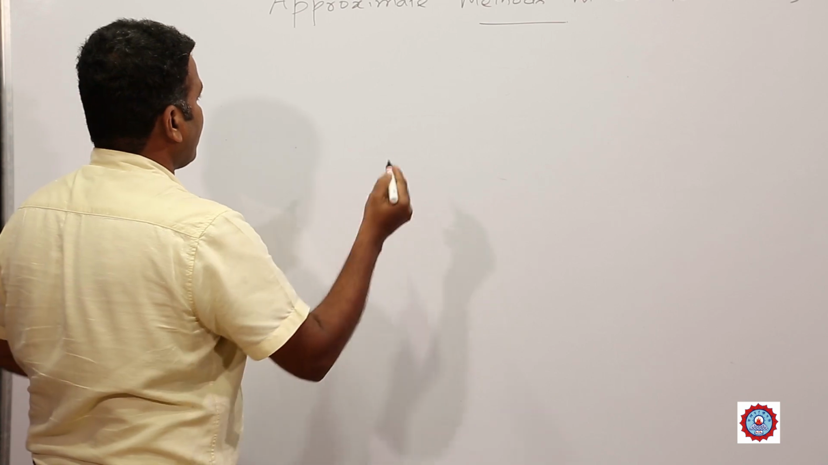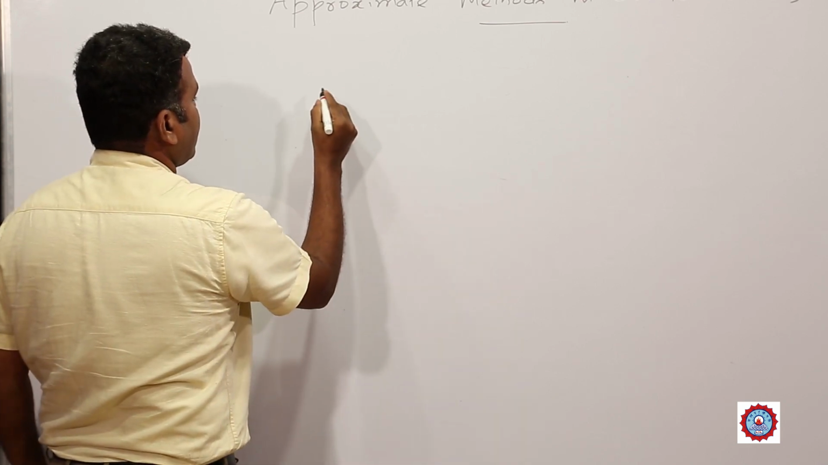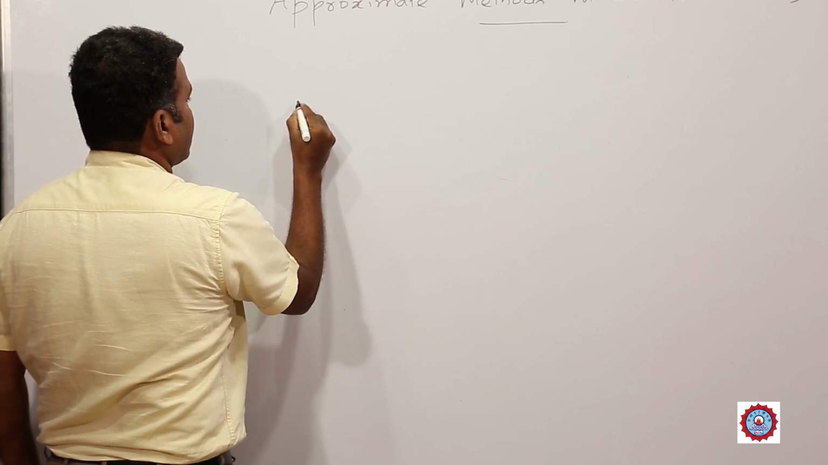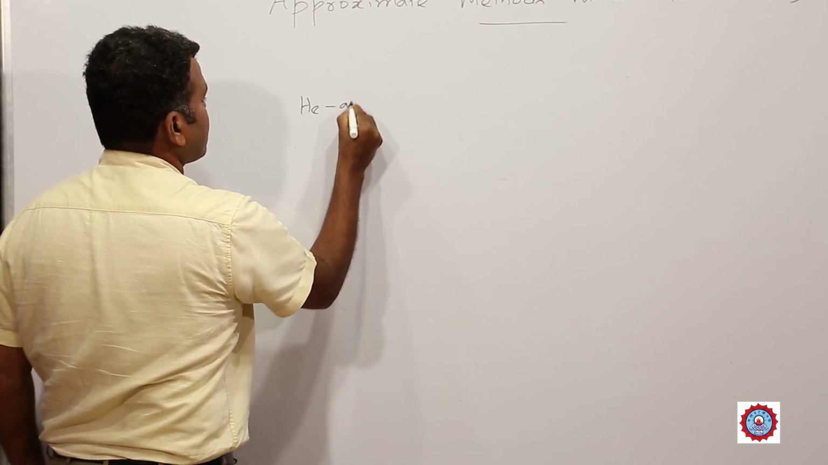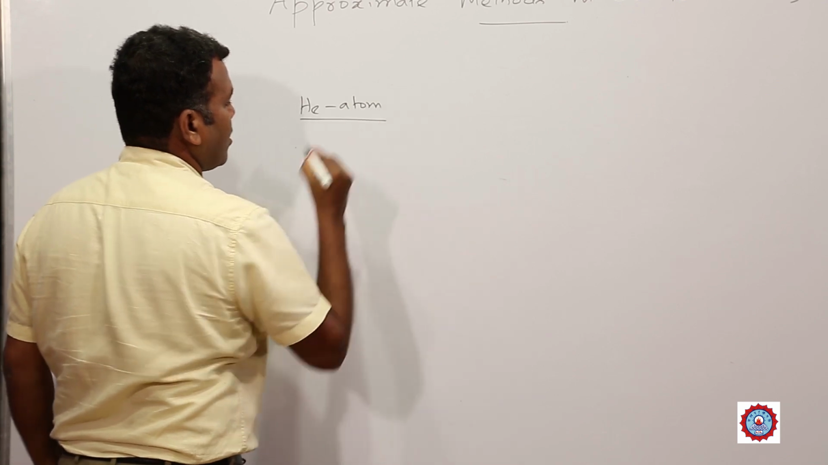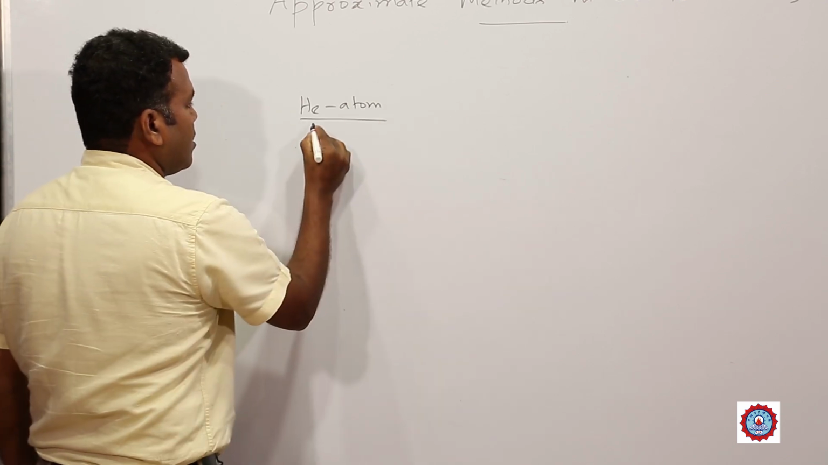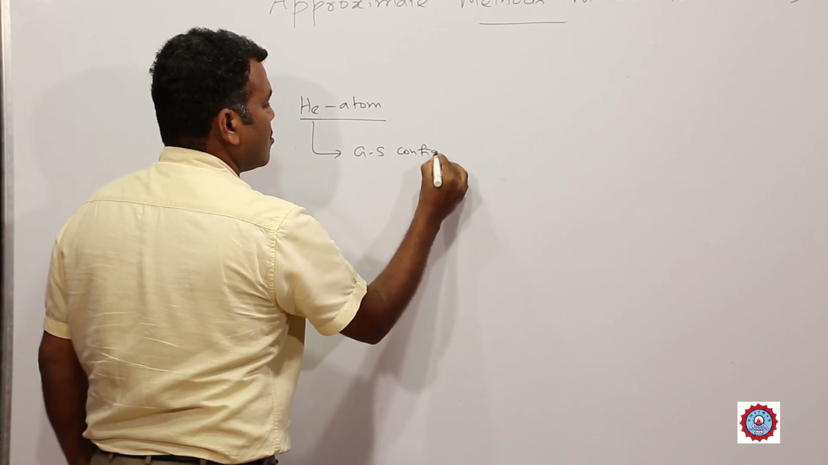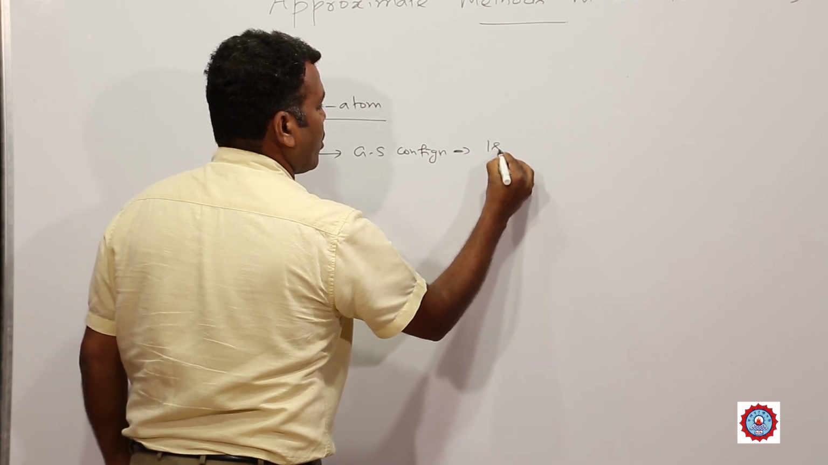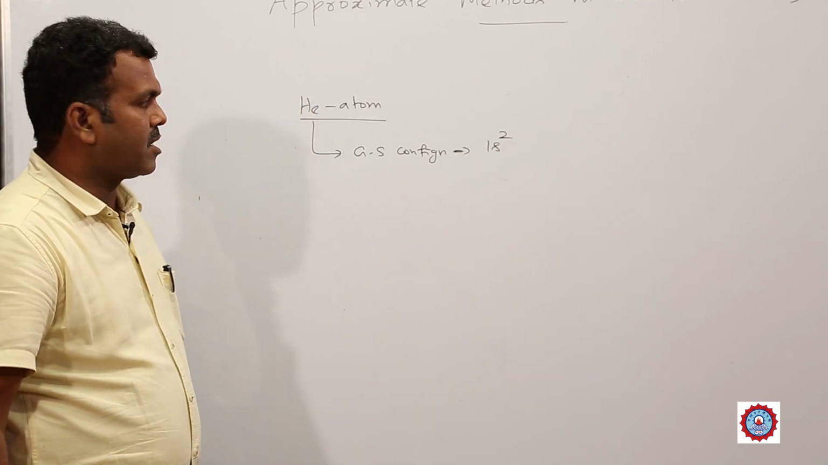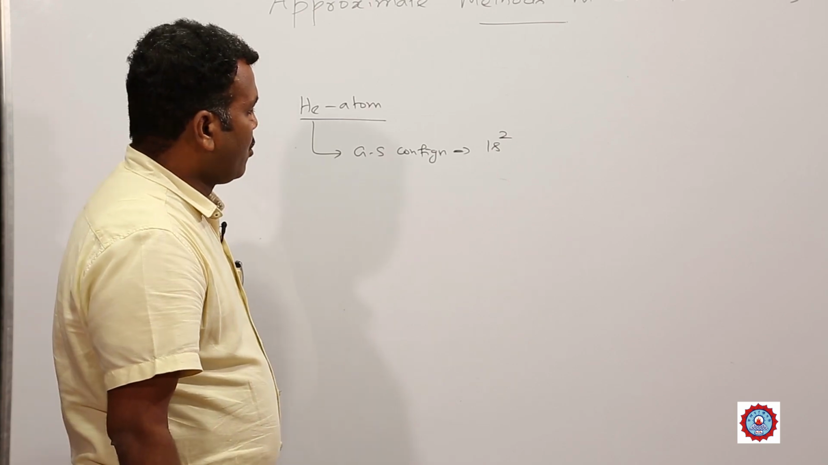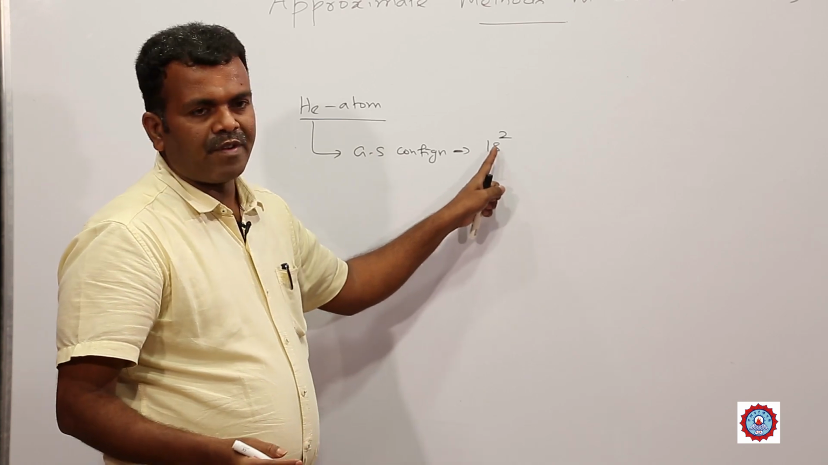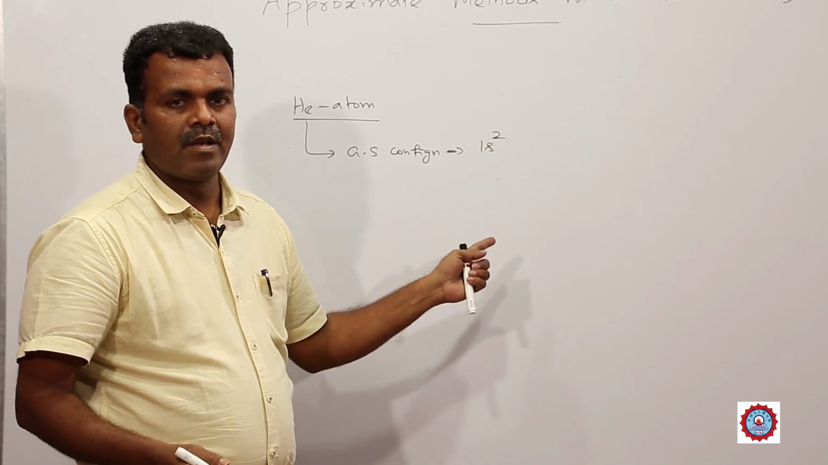Okay. Suppose let me choose another example, say helium atom. The ground state electronic configuration of the helium atom is 1s2. So, both the electrons are present in the 1s orbital, and right now we do not know what the wave function is for the 1s orbital of the helium atom.